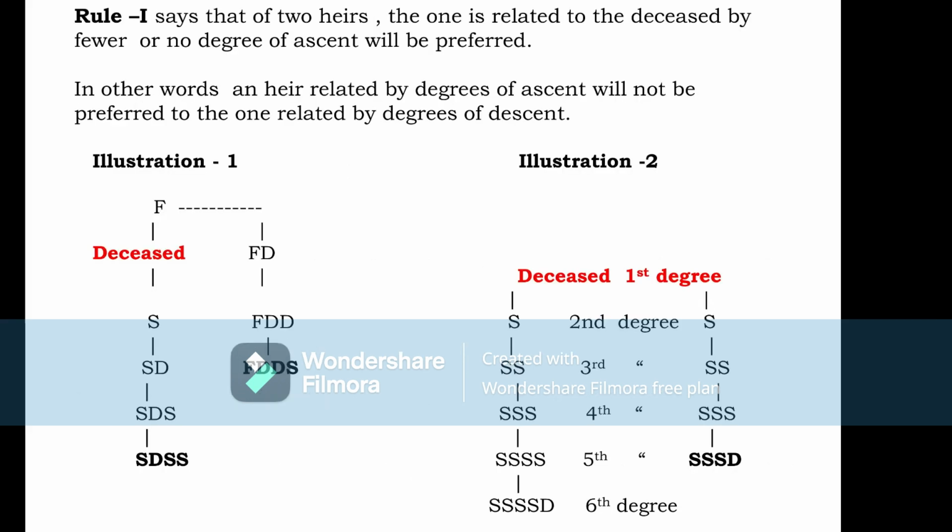Now, rule first. Rule 1 says that of two heirs, the one who is related to the deceased by fewer or no degrees of ascent will be preferred. In the first illustration, there are two heirs. The deceased died leaving separate property without making a will, and there are no class 1 heirs and no class 2 heirs. These are the only two heirs: son's son and father's daughter's son. To whom is preference to be given? According to rule 1, the one who has no degree of ascent will be preferred.